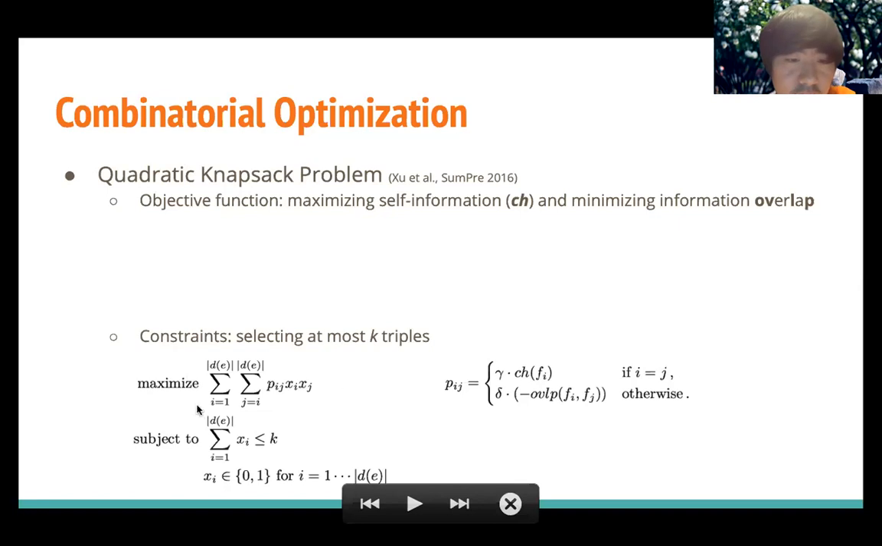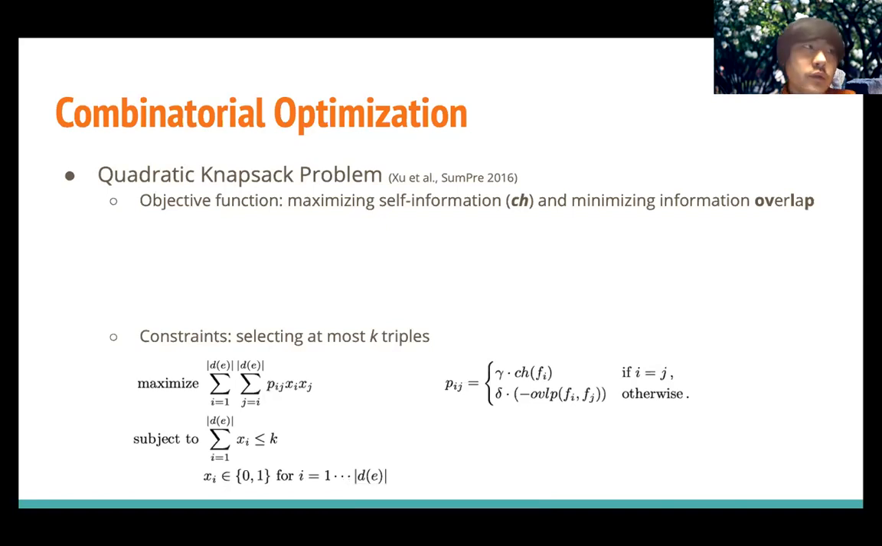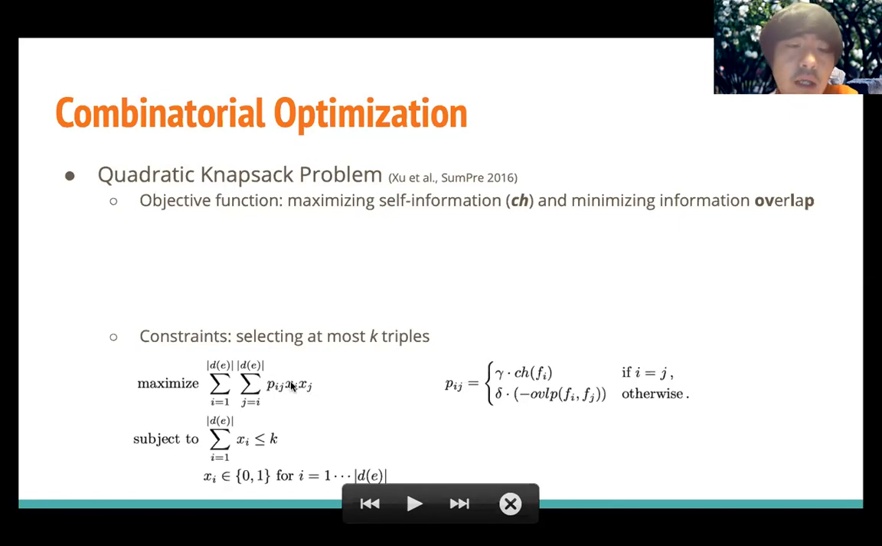We want to maximize this function. What is this function? Here P is profit, or the value of selecting two items xi and xj. Xi is a series of binary variables, meaning that if xi equals 1, then item i is selected. If xi is 0, then item i is not selected. So here is a constraint: the sum means that we can't select more than k items.